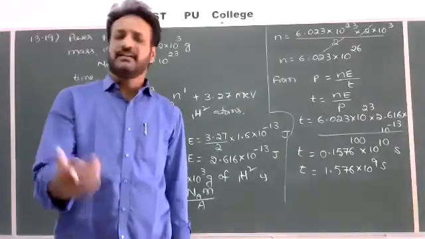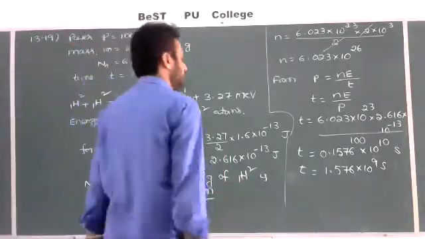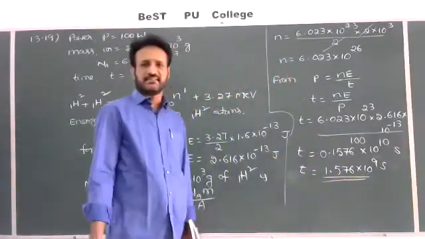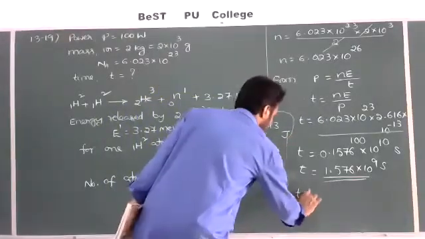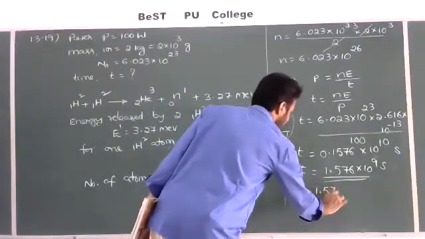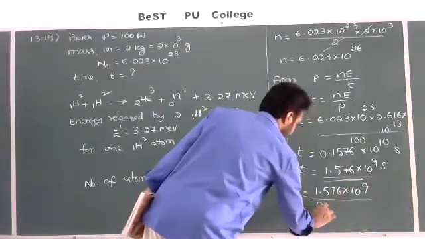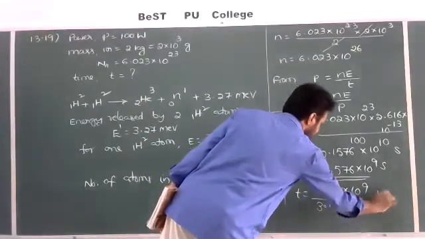If you want to get the value in years, how many years will the bulb glow? Divide the value accordingly. For the final exam, no need to go for years or months, so it is only the SI unit. If you want to convert, T is equal to 1.576 into 10 to the power of 9 divided by 1 year, 3.154 into 10 to the power of 7 seconds.